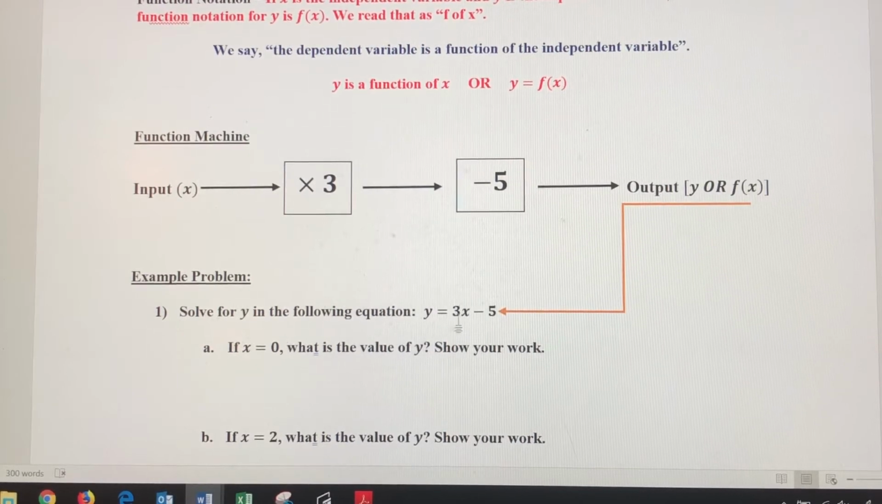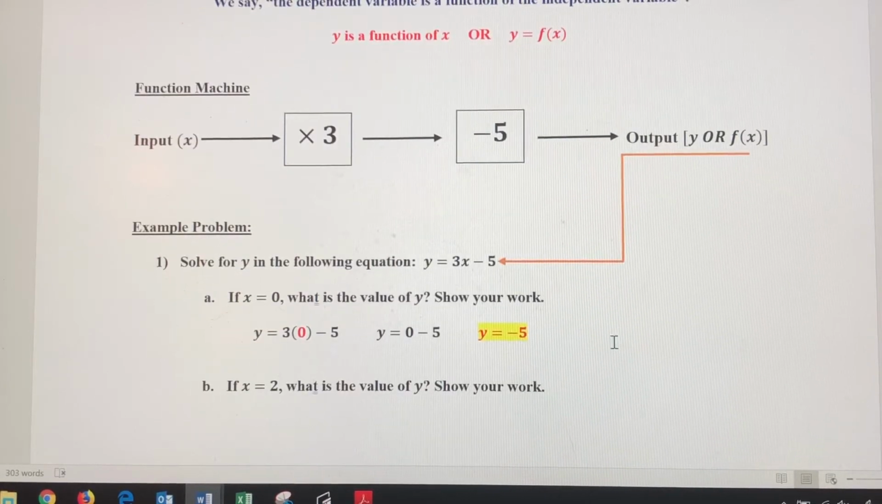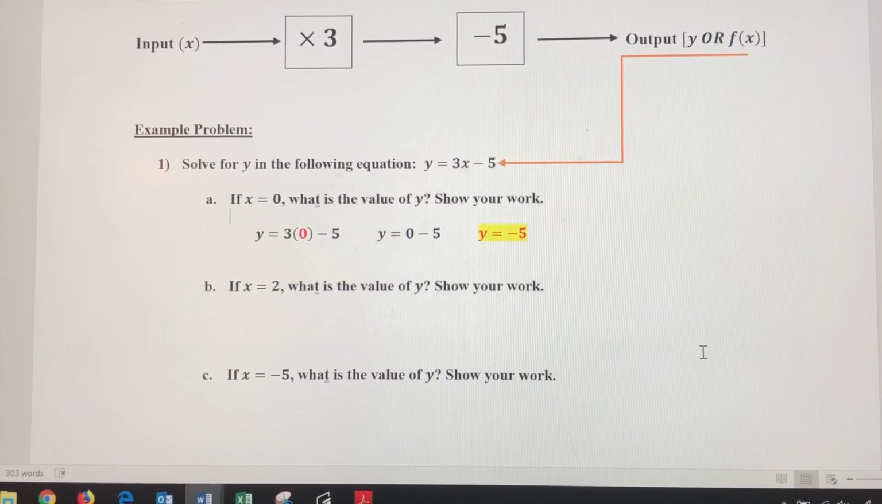So we want to evaluate this equation for different values. So let's say x equals 0. So we're going to input 0 into our machine here, into our function, and that gives us y equals 3 times 0 minus 5. Okay, we just replaced x with 0. So now we want to use order of operations. 3 times 0 is 0, and then 0 minus 5 will give us our output of negative 5. So when we evaluate this function, this equation, for a value of x equals 0, we get an output of negative 5, okay? Let's evaluate that same function for the next two values, for positive 2, okay?